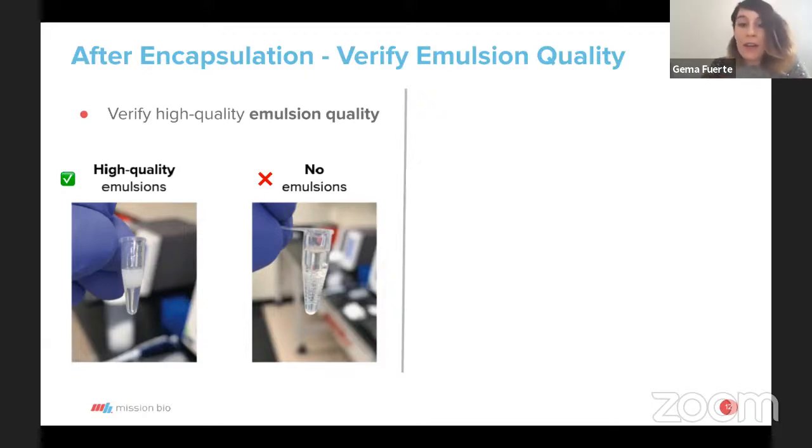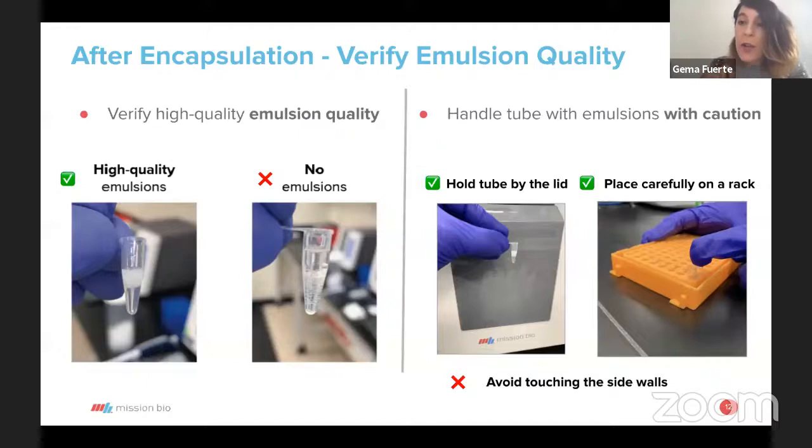So this brings me to a very good point, because we take good care of the encapsulation to avoid cells being encapsulated together, and we also have to be careful when we handle the emulsions. This is the step where the FAS on site emphasize so much to our users to be careful with the emulsions. We have to handle the tubes by the lid, place them carefully on a rack when we work with them, and absolutely avoid touching the sidewalls. Why? Because these emulsions are very sensitive to surface tension. If we touch the walls with our fingers, those droplets could merge, and that could potentially be a source of creating more doublets, which we don't want. That's why the FAS go on site and perform a 2-day training to make sure that all our users know how to handle the emulsions.